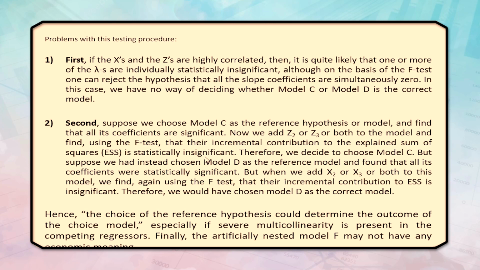So, therefore, we say that model C perhaps is the appropriate model, but we could have started the other way. We could have taken the frame of reference to be model D. So, if we had begun with model D as the frame of reference and then found that all its coefficients were significant, and further when we added x2 or x3, we could have found that these are not significant. Once again, this also happens due to high multicollinearity.